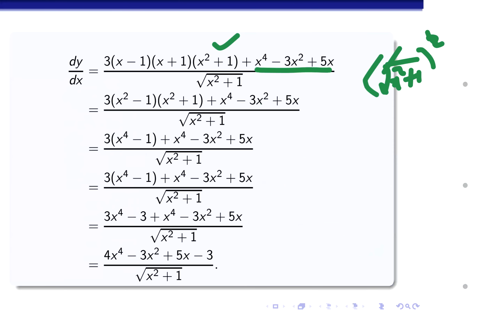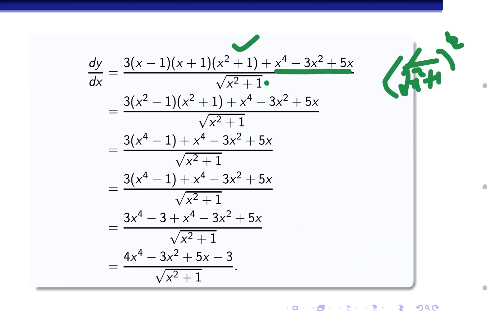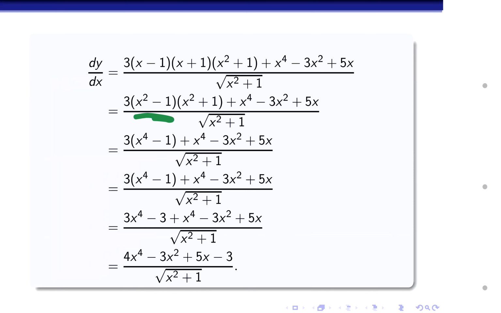All right. So we are still tidying. The rest is just to tidy things up. Now that this is x minus 1, x plus 1 is the same thing as x squared minus 1. You have this 3 outside, and then this is x squared plus 1. And then you have x raised to power 4 minus 3x squared plus 5x.